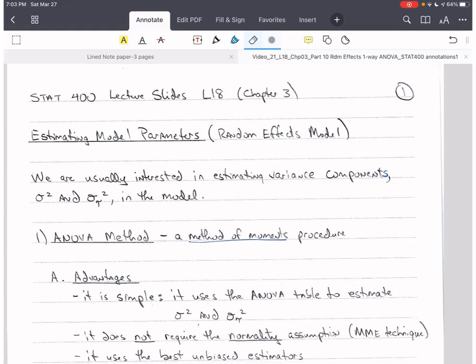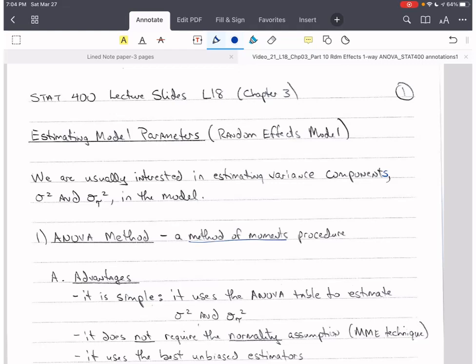This is a random effects model, so we're going to be interested in estimating the variance components, not the treatment effects, not the means of the individual treatments. Remember that we are not interested in the individual treatments that we've chosen. They're just randomly selected from the population of treatments, so there's nothing really special about those that we have chosen. They have just occurred by random chance, so to speak.